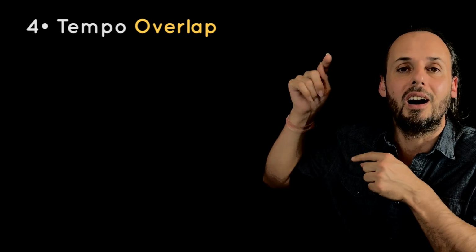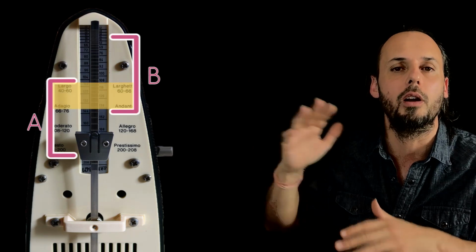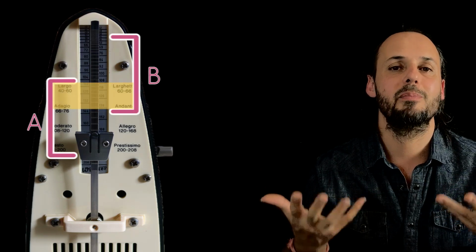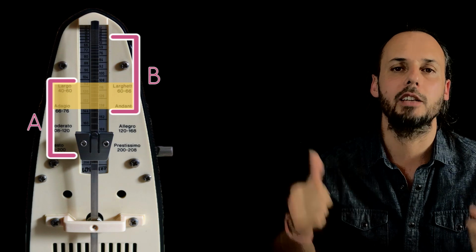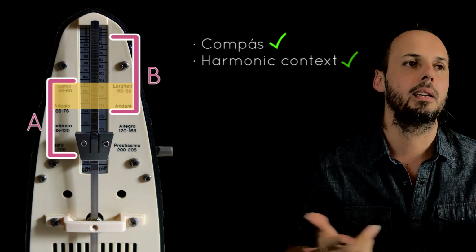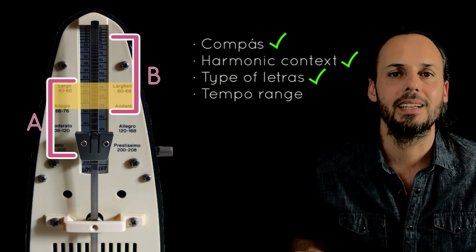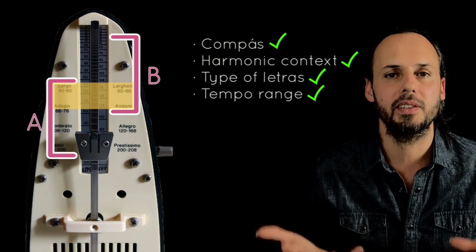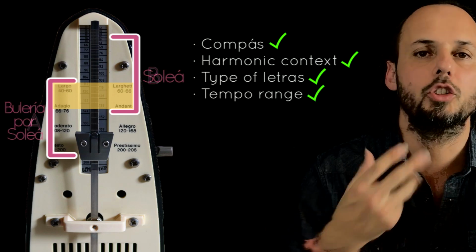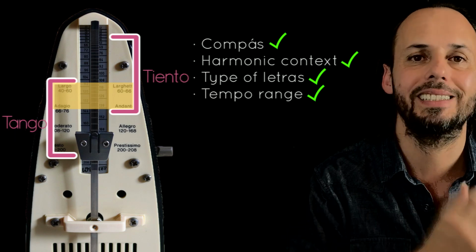Because these ranges are so open, sometimes the tempo of different palos can overlap. And when these palos have their main characteristics in common, like the compass, the harmony context, the type of written letra, then it can become very difficult to distinguish them, like soleá and bulería por soleá, or tiento and tango.